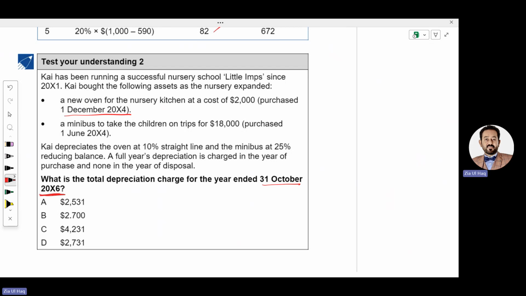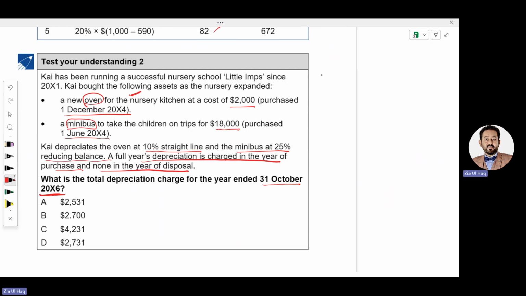Yes, 31st October. So there is one asset called oven that he has purchased for 2000. There is another asset, a minibus, to take the children on trips for 18,000, purchased on 1st June 20x4. Kai depreciates the oven at 10% straight line method, and the minibus at 25% reducing balance method. A full year depreciation is charged in the year of purchase and none in the year of disposal.